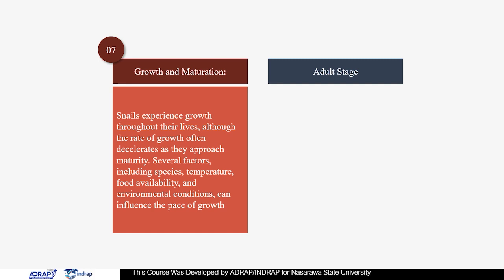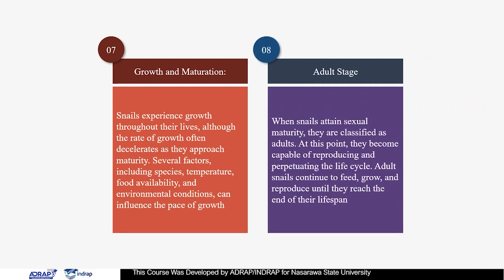Adult stage. When snails attain a sexually matured level, they are classified as adults. At this point, they become capable of reproducing and perpetuating the life cycle. Adult snails continue to feed, grow, and reproduce until they reach the end of their lifespan.